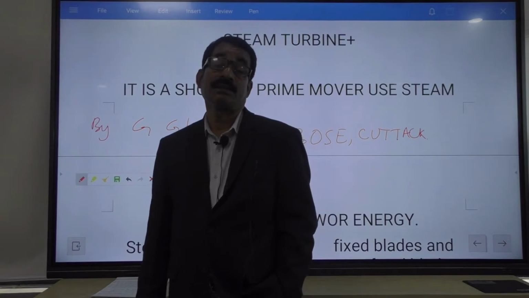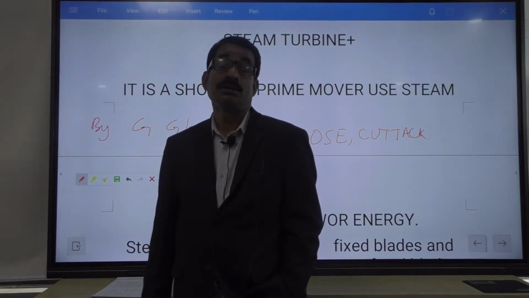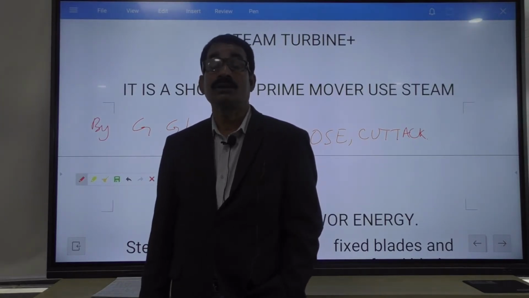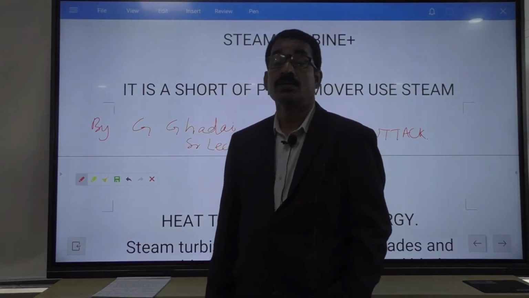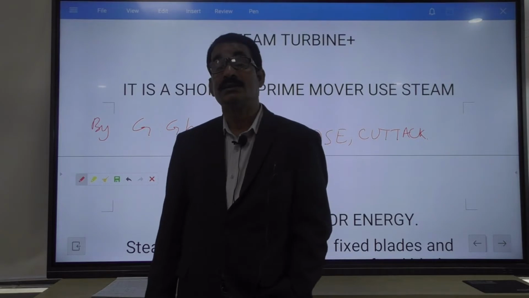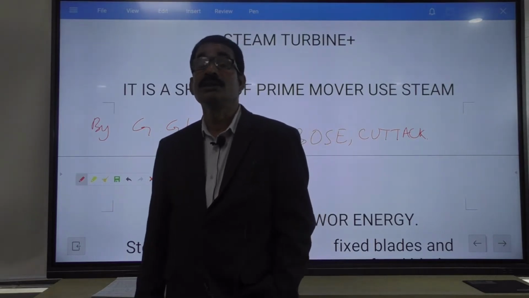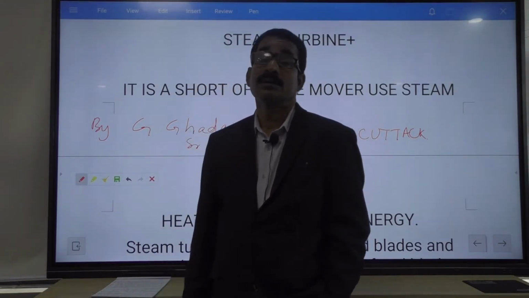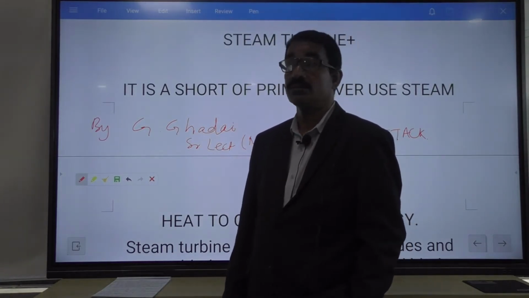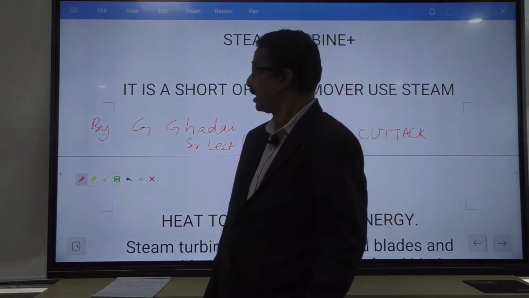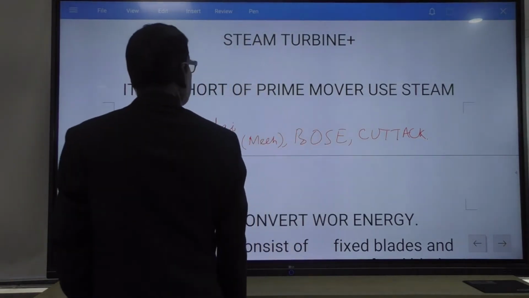In the generator shaft, the armature is present, and the rotation of this armature will produce electromotive force, that is electricity, which is the output of any thermal power station. So, that we will cover in detail today about the steam turbine.